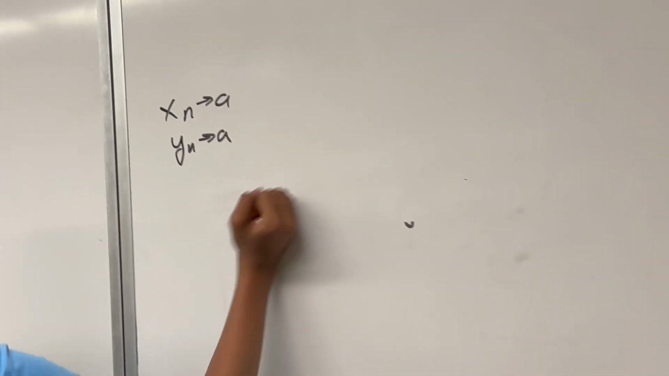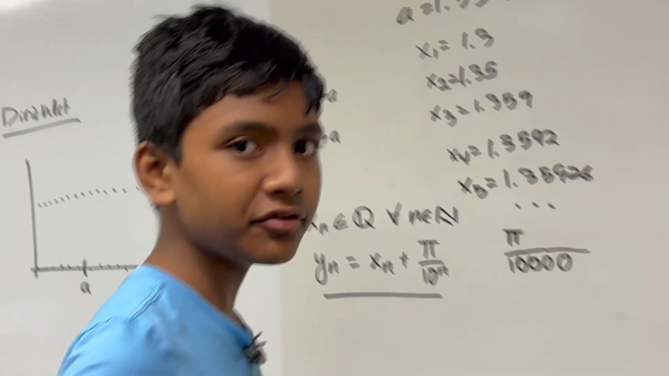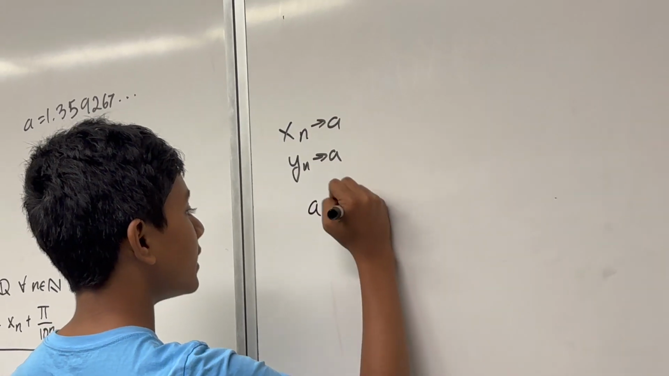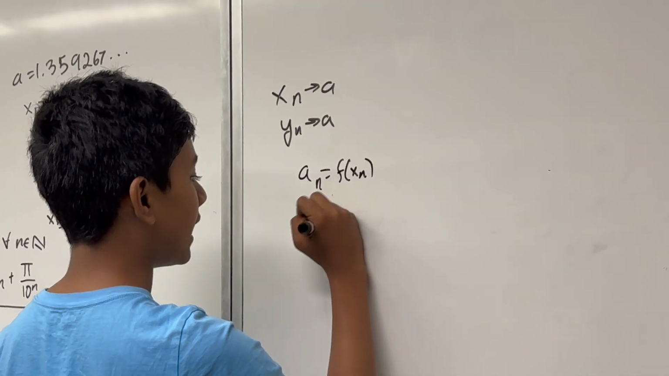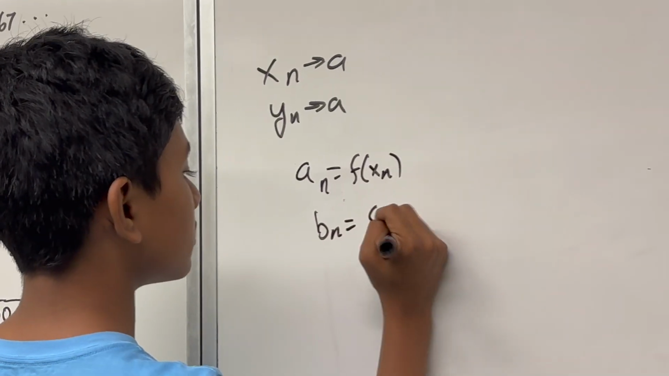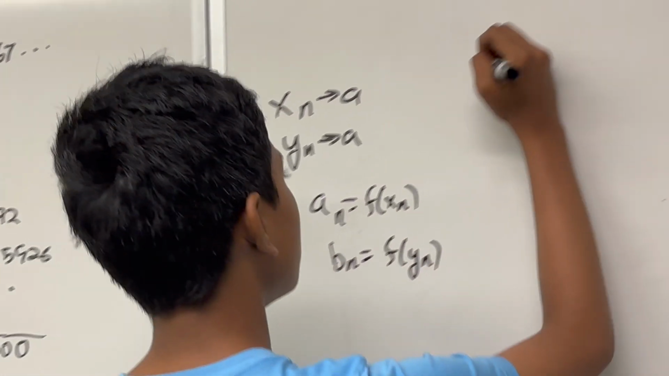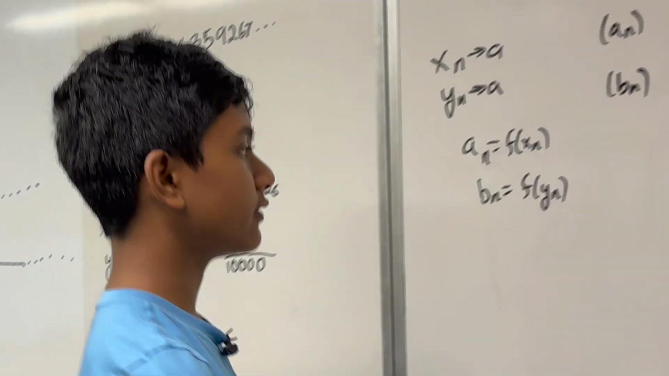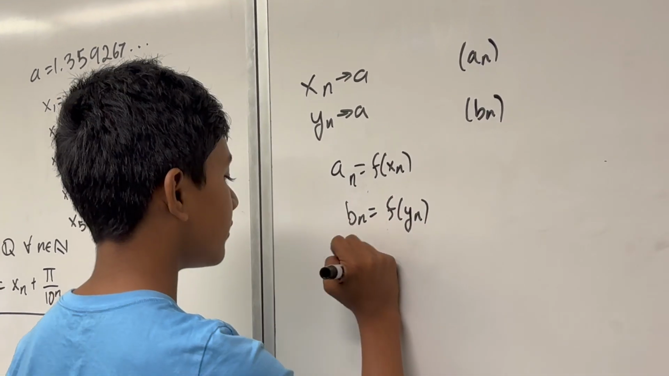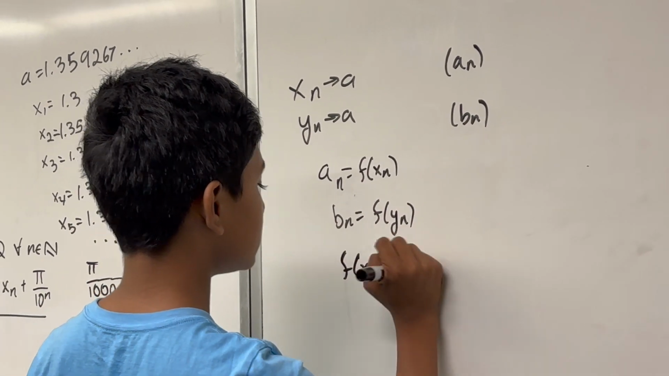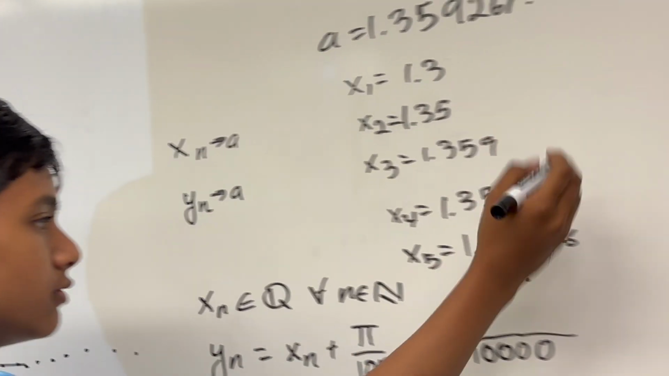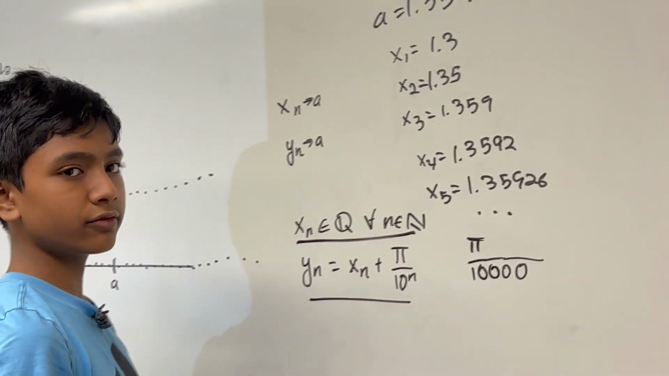Now, let's show that f of xn and f of yn converge to two completely different things. So let an be f of xn and bn be f of yn, right? So now, what do an and bn converge to? Well, let's figure it out. f of xn is obviously going to be equal to, well, what's xn? It's rational for all n, as we've seen over here.